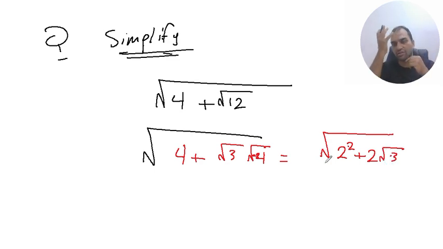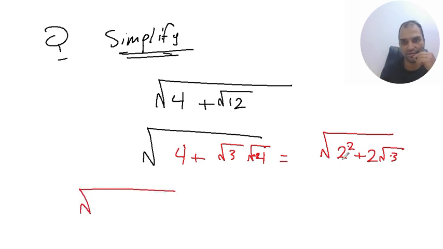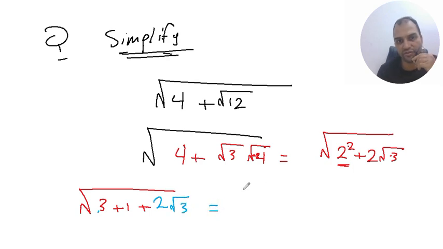Then you can write here the number in its simplest form. Write 4 equals 3 plus 1. 2 to the power 2, which is 4, is equivalent to 3 plus 1. And we have 2 root 3. We can convert this expression to a perfect square.